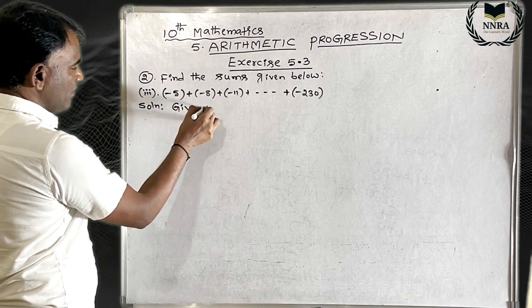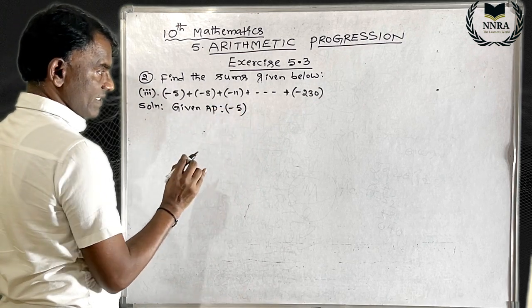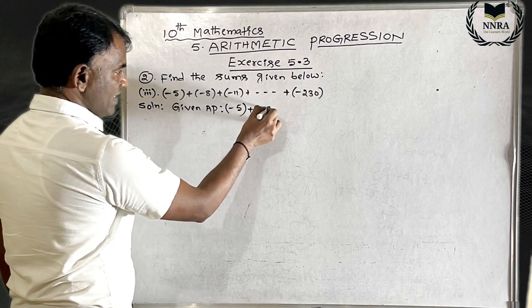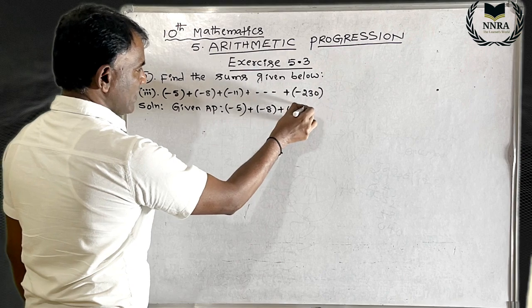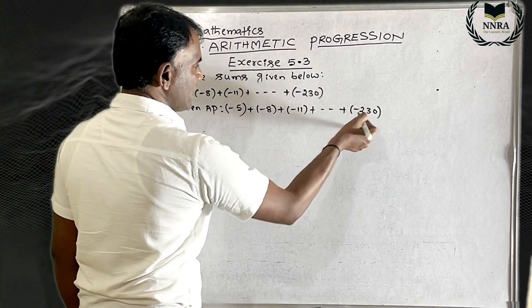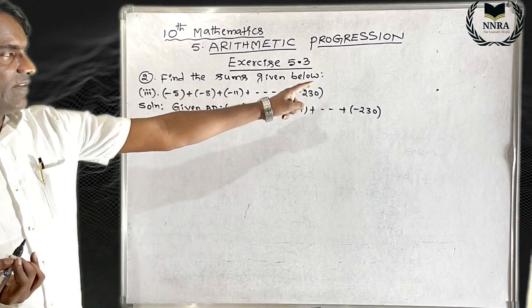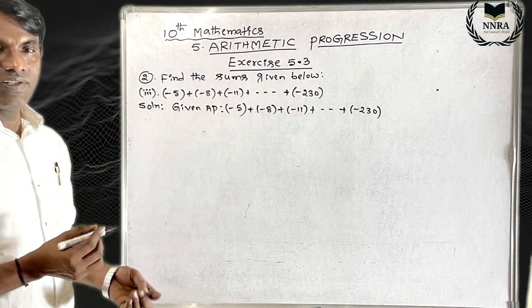So, given AP, what is that? First term minus 5, second one is minus 8, third one minus 11, and so on, and last one is minus 230. Clear? Minus 5, minus 8, minus 11, and so on, minus 230.